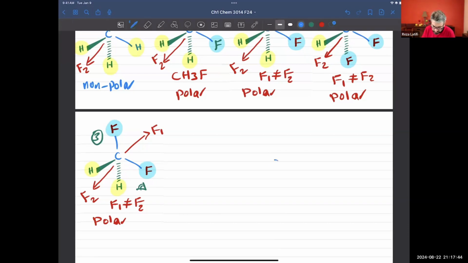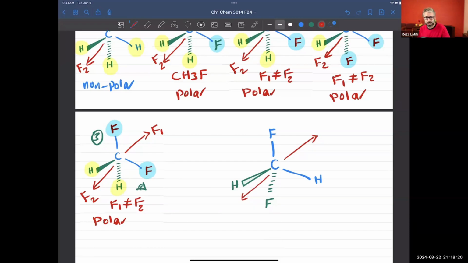I'm going to get carbon. I see a fluorine here and one hydrogen there. Then I'm going to see one fluorine maybe back, and hydrogen will be somewhere here. That's going to be hydrogen. So let's now add the forces.